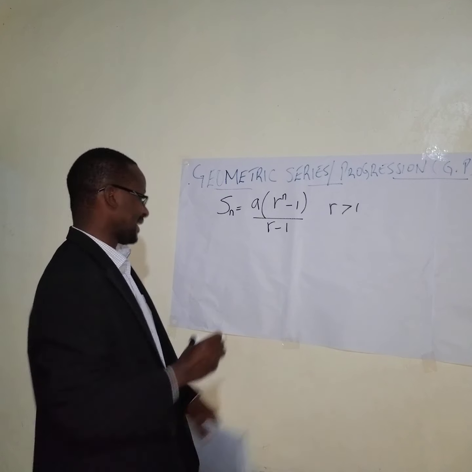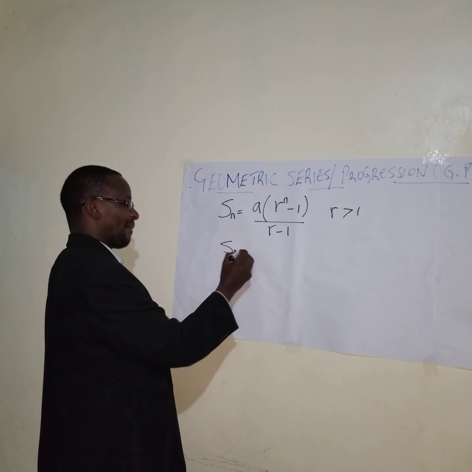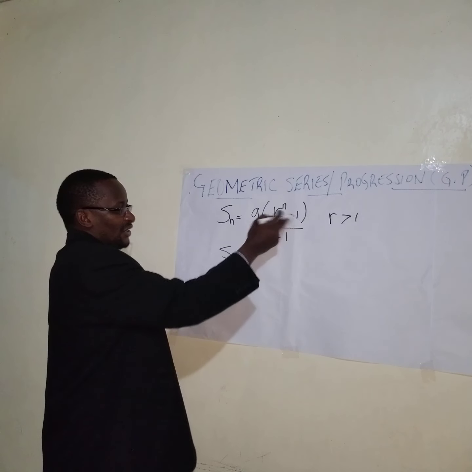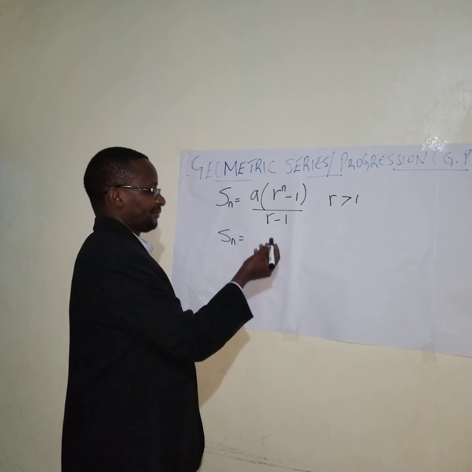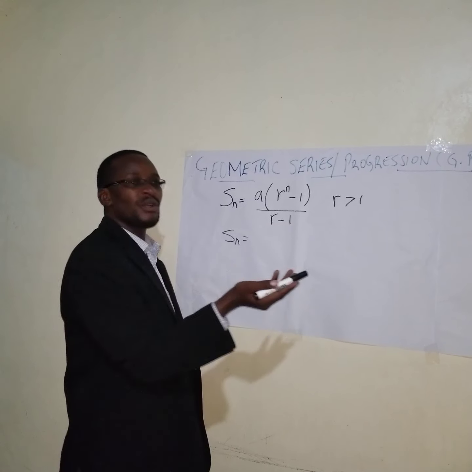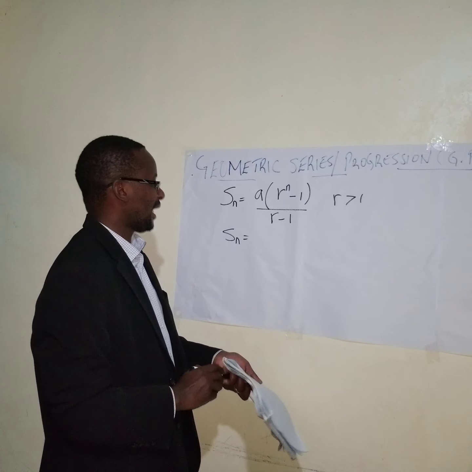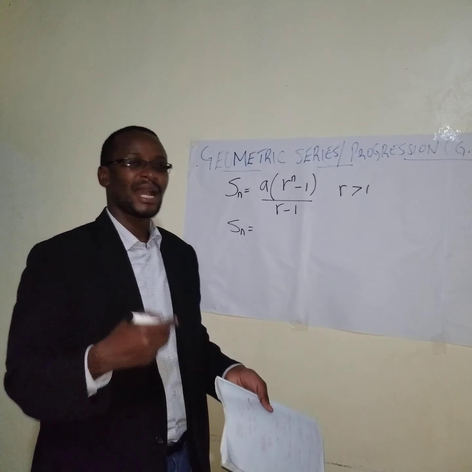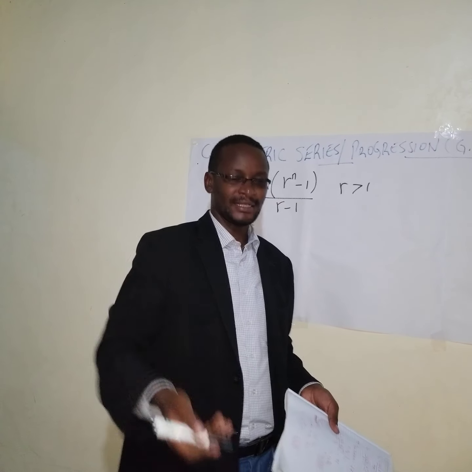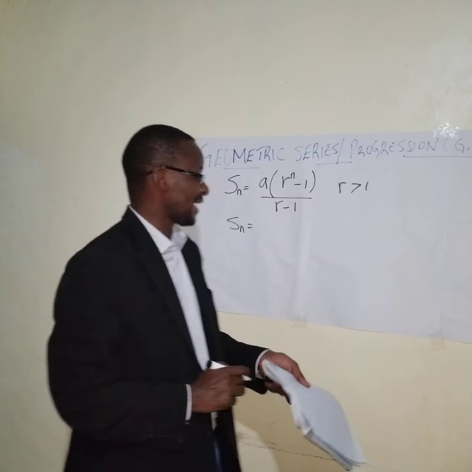When r is less than 1, you just change the formula a bit. It's the same, but we just interchange. Why do we interchange? So that we don't get a negative, just making sure we have a positive that we are working with. That does not mean that the sum cannot be a negative. It can be a negative, depending on the terms that are there.